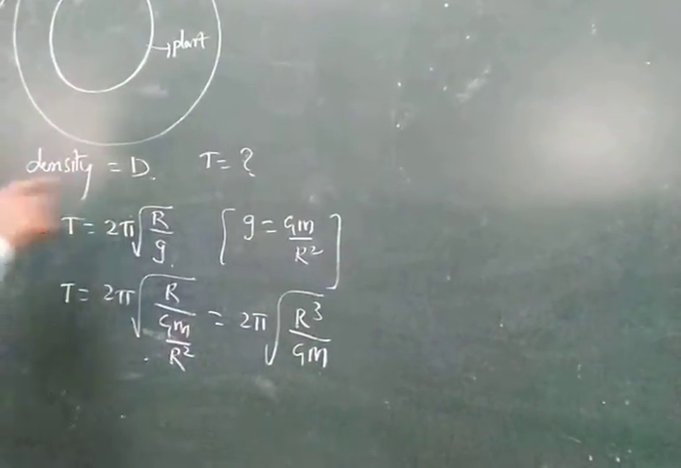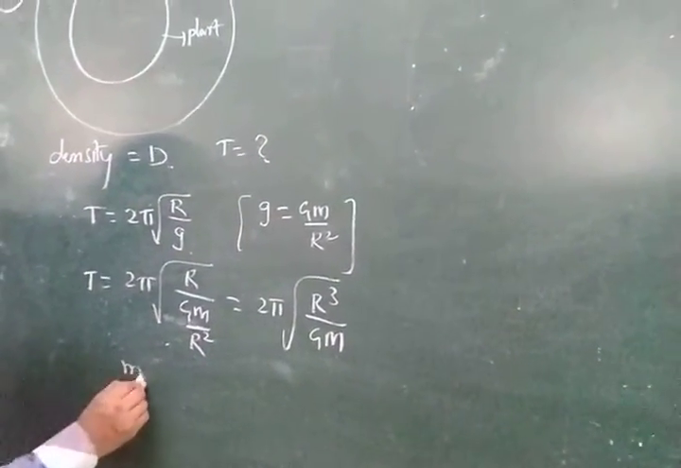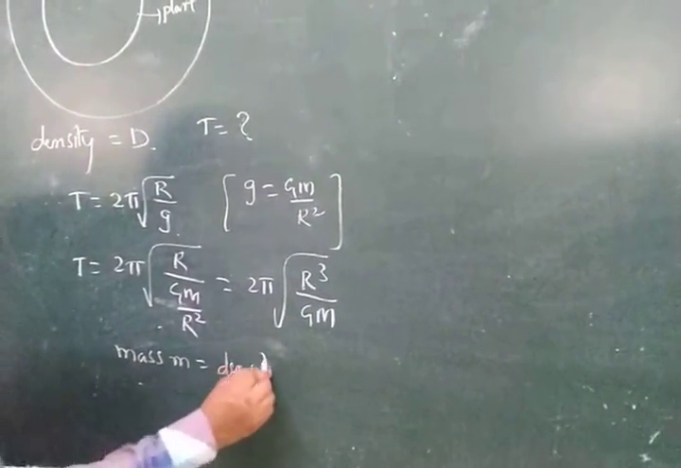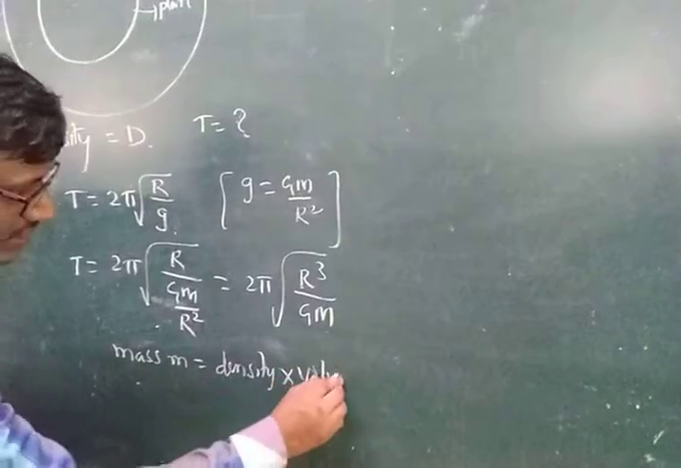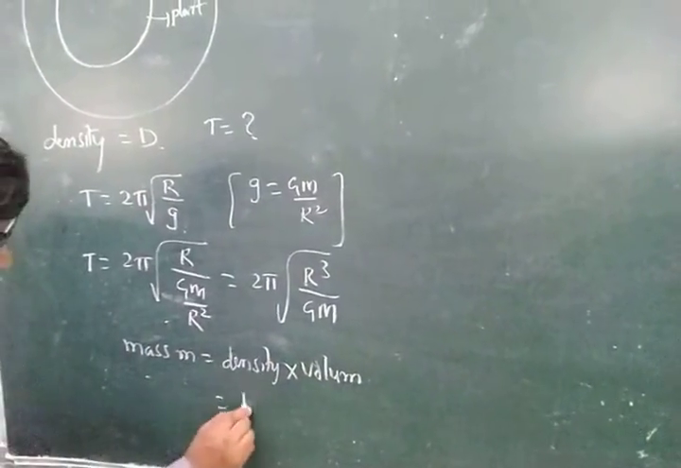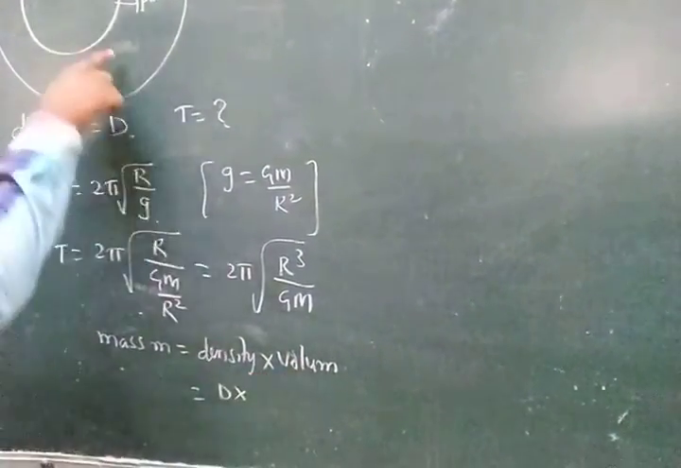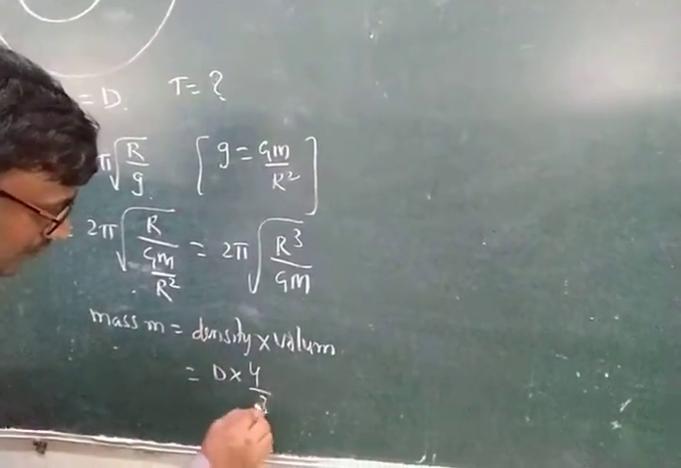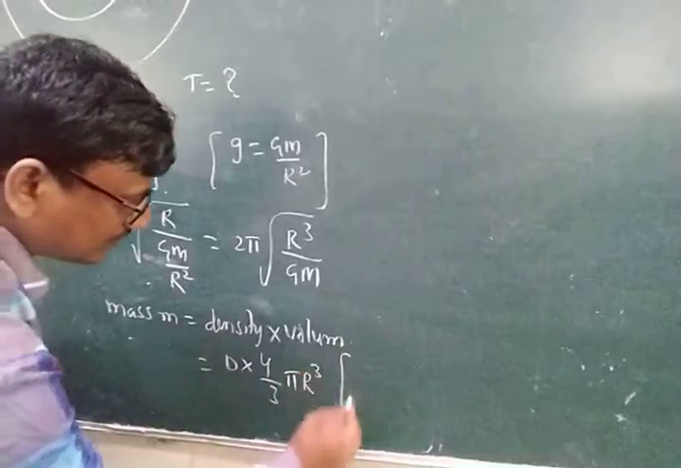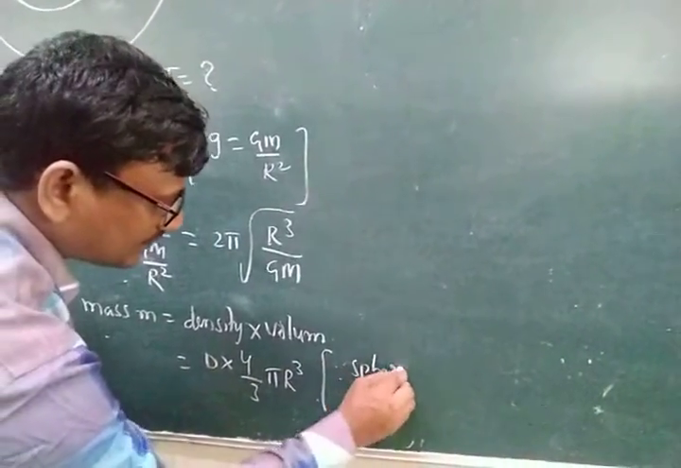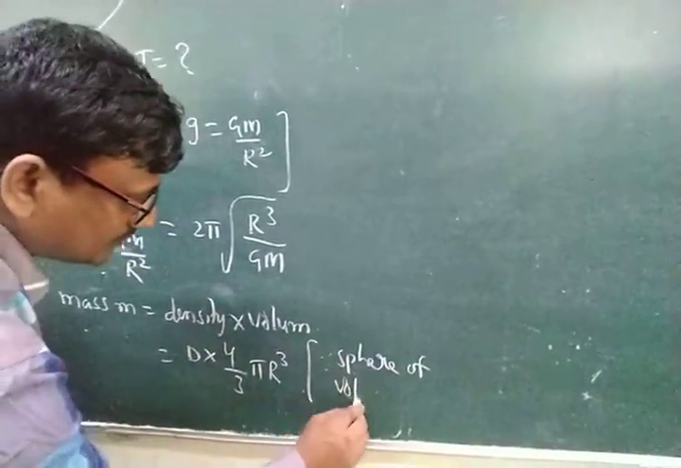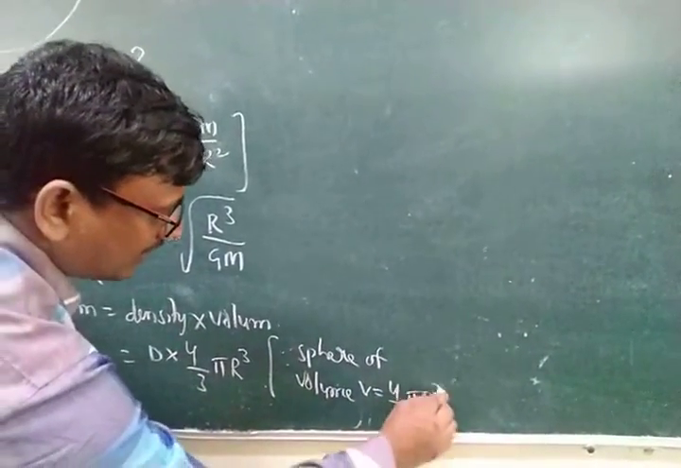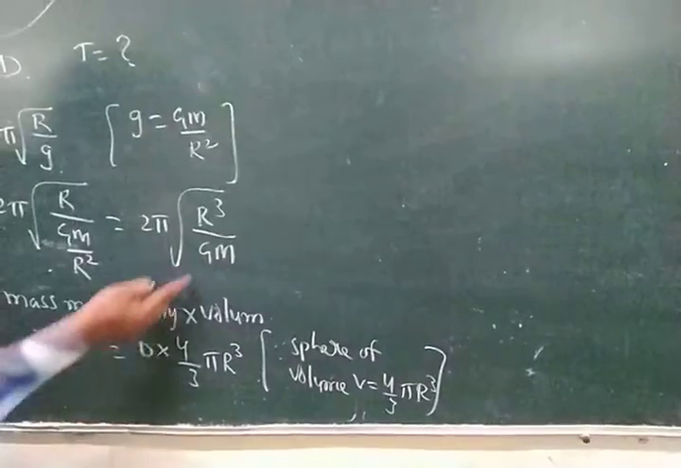Now we can write it in terms of density. The mass M is equal to density into volume, where the density is denoted by D. This is just like a sphere, and the volume of a sphere has the formula V is equal to 4 by 3 pi R cube. Now we can substitute this value here.